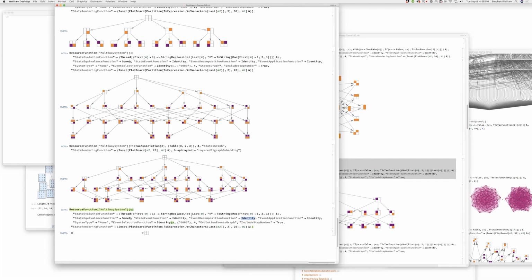Yeah, right. I agree. It's easier. So you just put in the state event function, the event application function, and the event decomposition function for the string case. I know. So should I go look in the code to get those? Well, what's the best way to get those? I mean, I can send them to you if you'd like. Yes, that would be good.